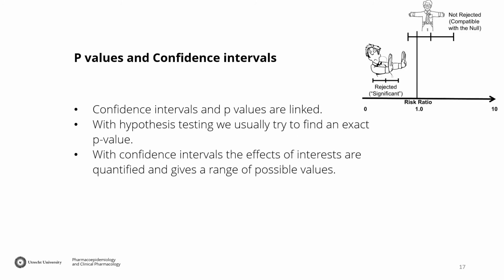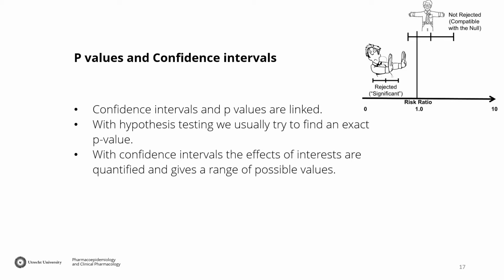So between p-values and confidence intervals, they are kind of linked because they're calculated from the same equations. Confidence intervals are calculated from the same equations that generate the p-values. With hypothesis testing, we usually try to find an exact p-value. And with confidence intervals, we usually try to find the effects of interest, and that is then quantified, and we get a range of possible values.